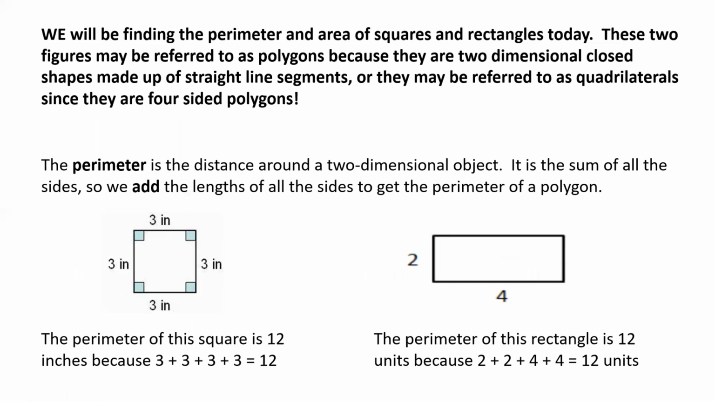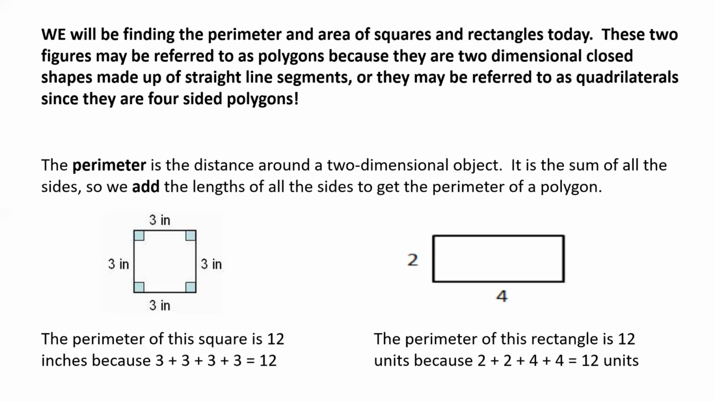We will be finding the perimeter and area of squares and rectangles today. These two figures may be referred to as polygons because they are two-dimensional closed shapes made up of straight line segments, or they may be referred to as quadrilaterals since they are four-sided polygons.